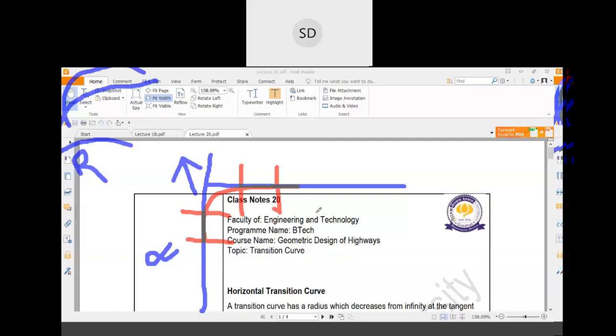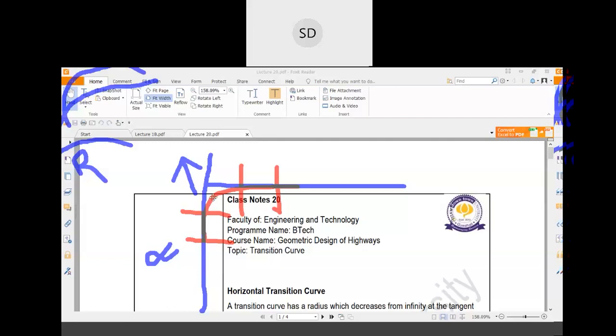So why is a horizontal transition curve provided? It is provided to enable the swift transition of the vehicles from a straight path to a horizontal curve. This is one reason. Now, there are other reasons why you have to provide that transition curve in the horizontal curve. So the first reason is the introduction of the centrifugal force gradually on the vehicles. That is one reason. Now another reason is there.